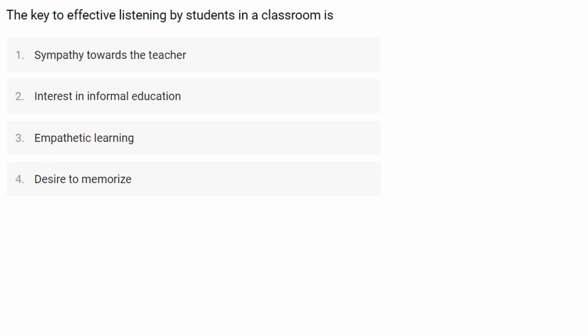A key to effective listening by student in the classroom. So here in this question they ask you a key to effective listening by the student, where? In the classroom. Please understand the question first, student, and then try to answer. The first option is sympathy towards teacher, second is interest in informal education, third is empathetic learning, and the last one is desire to memorize.